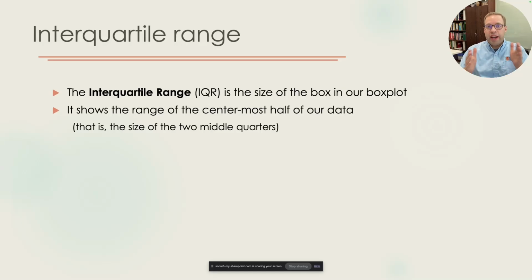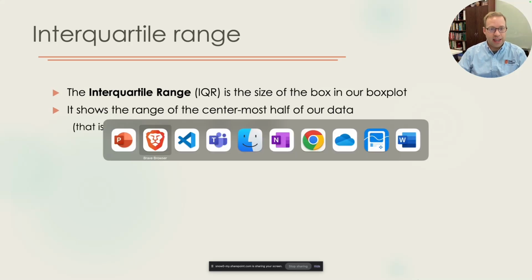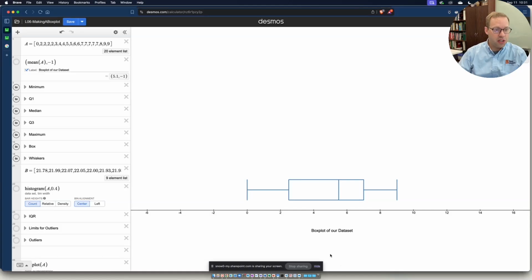It just shows the range of the centermost half of our data. That's the two quarters that are inside the box of the box plot. It just shows how spread out those two quarters are together. Let me show that to you this way. Here's the box plot that we created in our box plot video. You have the two whiskers and the two boxes in the middle. Essentially, what we're doing is we're ignoring the whiskers and we're saying how wide is the box itself.